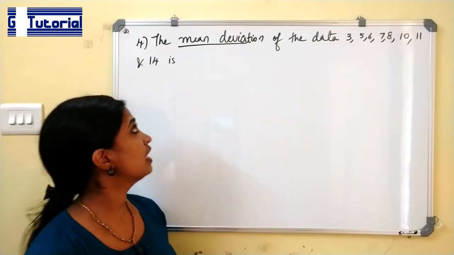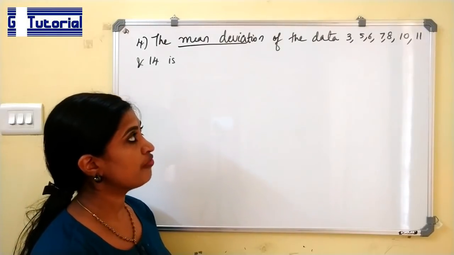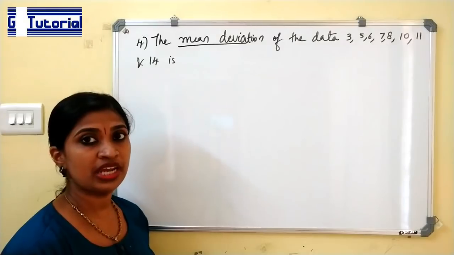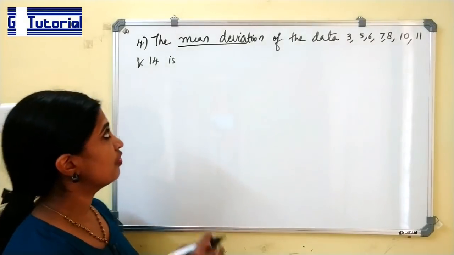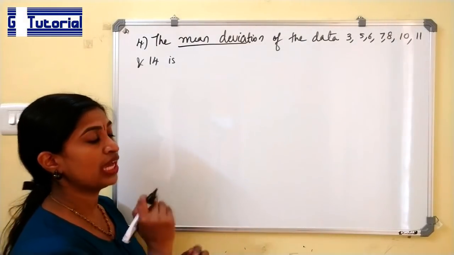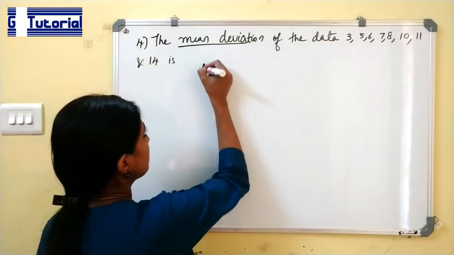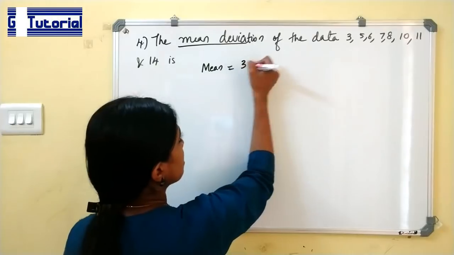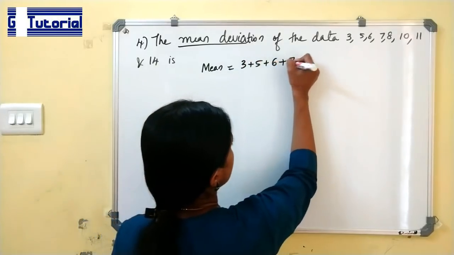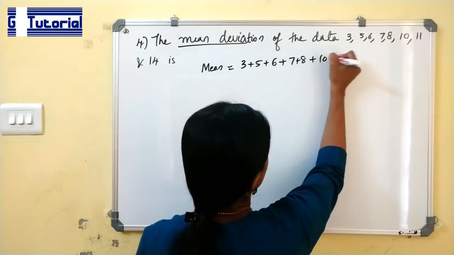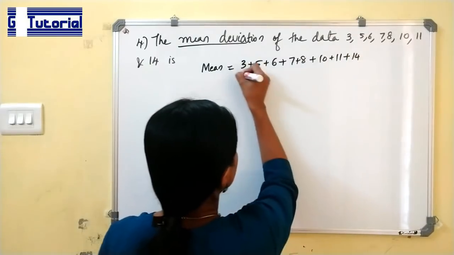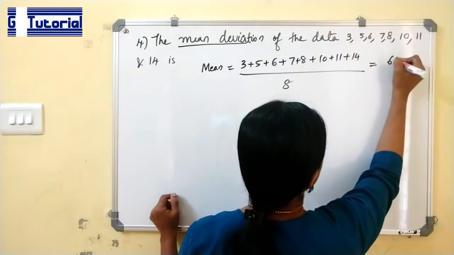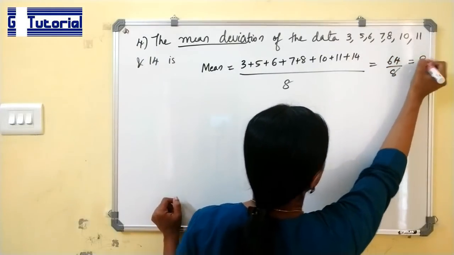The next question. The mean deviation of the data 3, 5, 6, 7, 8, 10, 11 and 14 is, we are asked to find the mean deviation. For finding the mean deviation, first we have to find the mean. Mean is equal to sum of observation by number of observation. 3 plus 5 plus 6 plus 7 plus 8 plus 10 plus 11 plus 14 by number of observation, 8, which is equal to 64 by 8, which is 8.